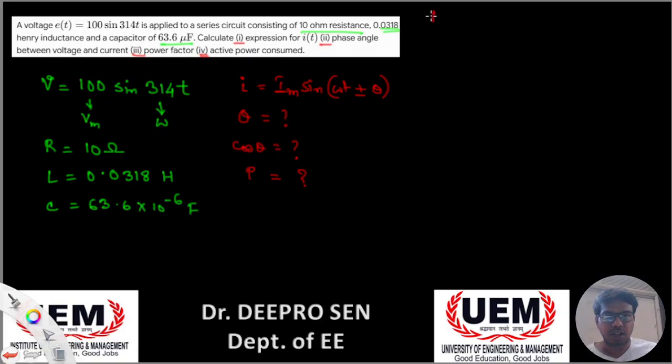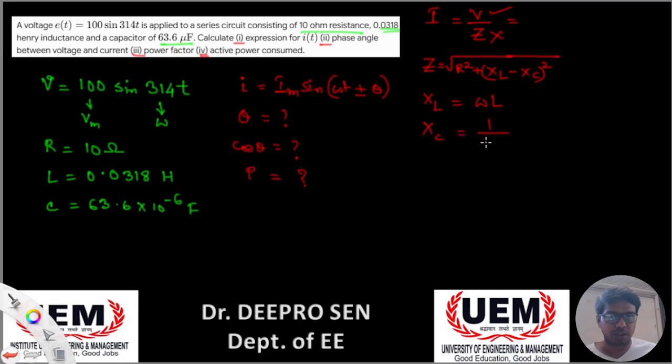We need to find out I, which is equal to V by Z, and V is given, Z is not. So for finding out Z, we need the values of XL and XC, because Z is whole root over of R square plus XL minus XC whole square. So XL we need to find out omega L, and XC we need to find out 1 by omega C, right?